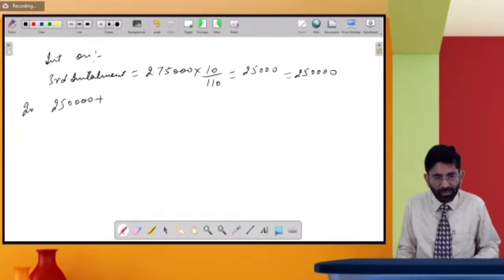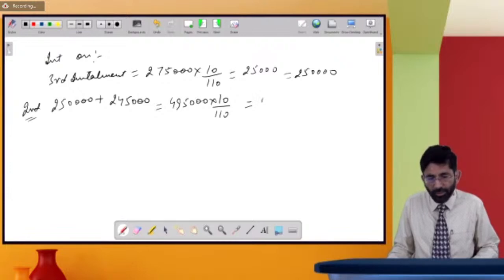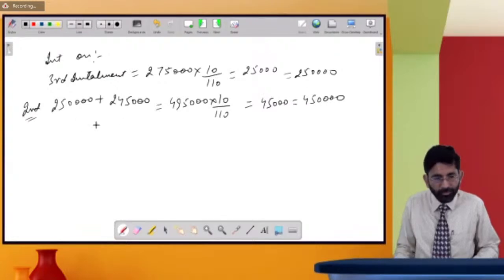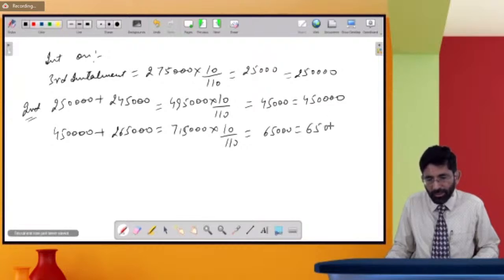That is, we are going for the second installment now. 2,50,000 plus 2,45,000. So it is equal to 4,95,000 into 10 by 110. Easily got it. 45,000 is the interest. Deducted from here, it is 4,50,000. Then 4,50,000 plus the previous installment, 2,65,000, it is 7,15,000, beta, into 10 by 110. So it is 65,000. And finally, it is 6,50,000.